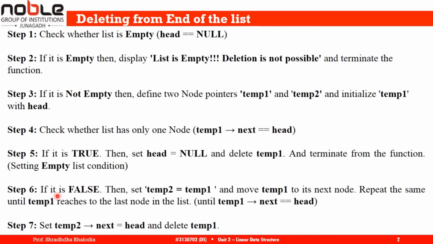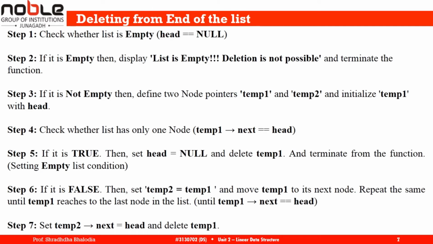If it is false, it means the list is not empty and the list does not have only one element but multiple elements. Then set temporary 2 equal to temporary 1 and move temporary 1 to its next node. Repeat the same until temporary 1 reaches the last node in the list. It means checking the condition, temporary 1's next is equal to head. And at the end, set temporary 2's next equal to head and delete temporary 1.